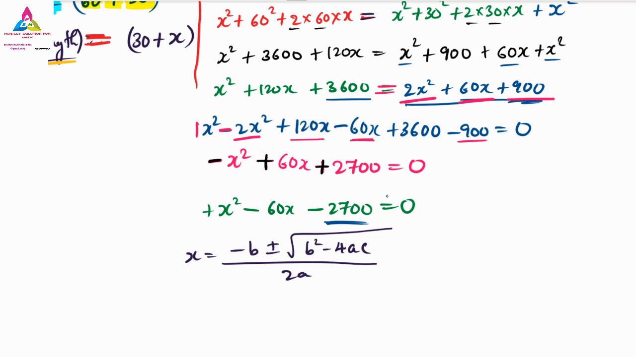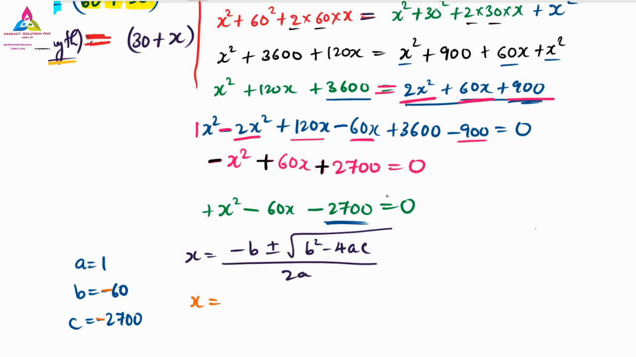So now the calculation part. What is a, b, c, that is most important. Here the a value is how much? 1, the b value is minus 60 and the c value is minus 2700. It is the most important part. If you take any negative symbol wrongly, it is going to give the wrong answer. For that purpose, take it correctly. Okay, let us continue further.